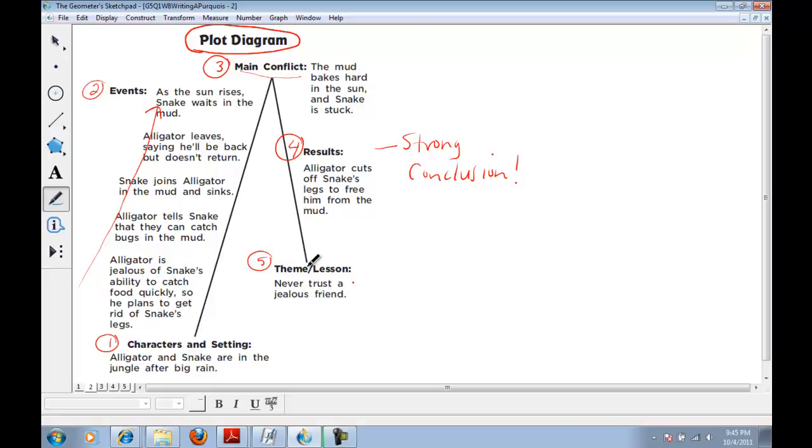Now I want you to think of anything in nature, an animal, a plant, or anything that you would like to write about. I want you to think about writing a story or a pourquoi explaining how that animal or plant got to be the way it is. And then you're going to complete your own plot diagram to help you plan your writing. If you need to review a pourquoi, you can always come back and watch this video.